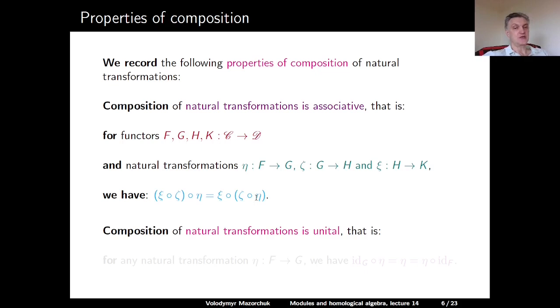Next, composition of natural transformations is also a unital operation. That is, for any natural transformation eta from f to g, we can compose eta with the identity on g after eta or with the identity on f before eta. In both cases, the outcome will be equal to eta, because the identity natural transformations on any functor are given by the identity morphisms on the corresponding objects.